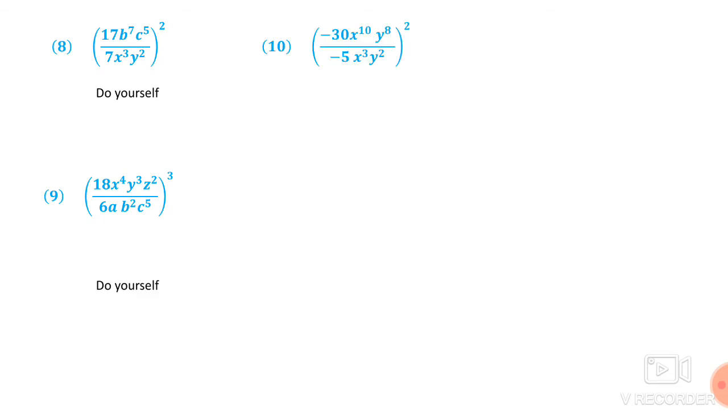Part 10, again you can cancel out this minus and minus first. Also this 5 and 30, 5 ones are 5, 5 6s are 30. You can reduce it first. Similarly, you can solve this x exponent 10 and x exponent 3 first by subtracting the exponent. Same will happen with this y, and then apply the whole power. It will be easier.